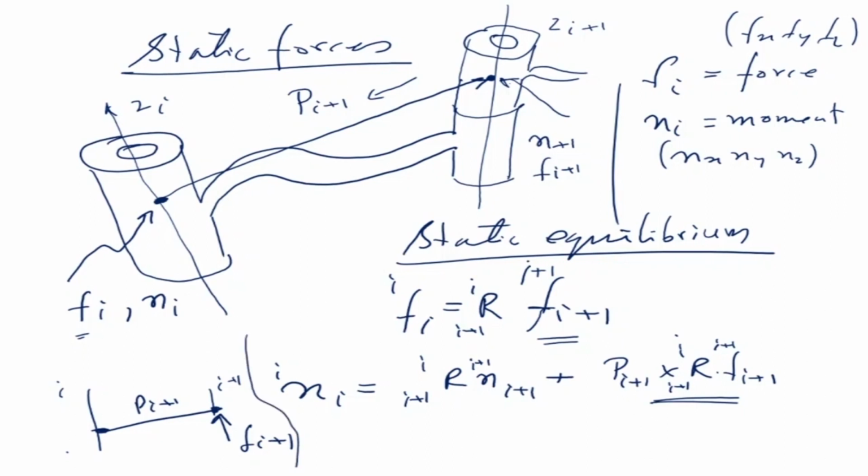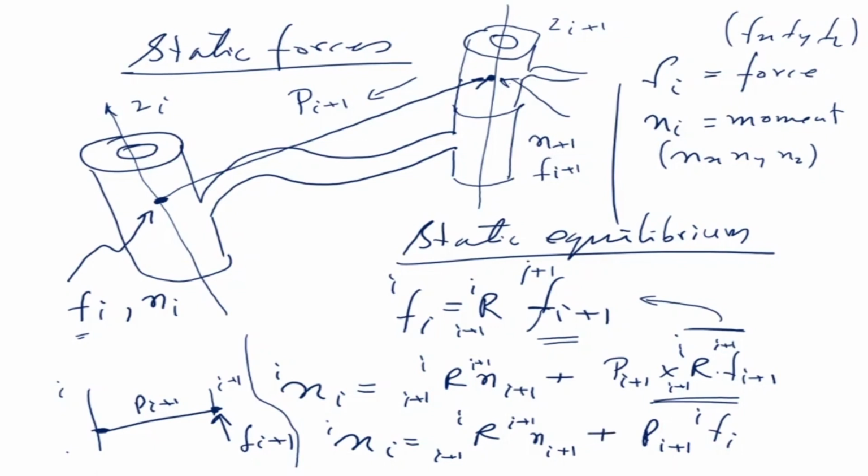Now, if you observe that this term is equal to this term, so I can simplify it and write Ni is equal to R times I into I plus 1 into N I plus 1, I plus 1. This is the moment which is coming back, plus pi plus 1 cross. Now this r times Fi plus 1, I'm simply writing it as Fi from the previous equation.